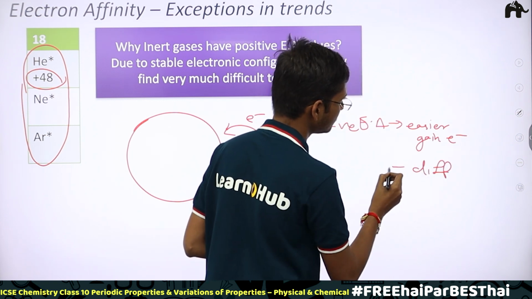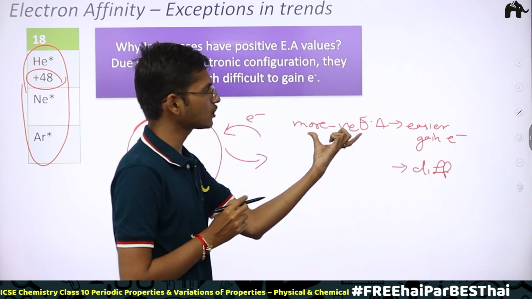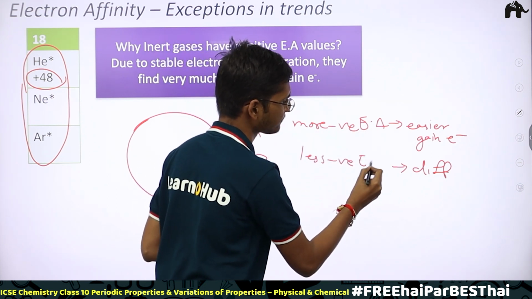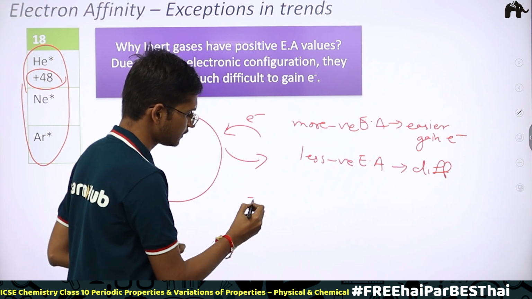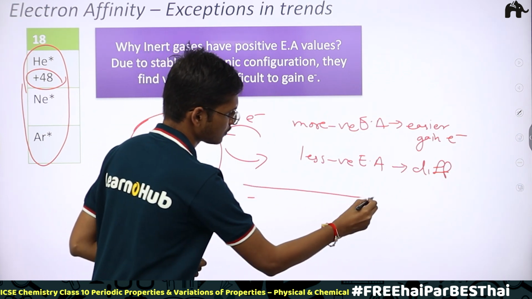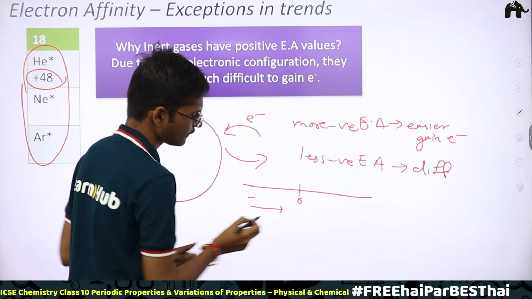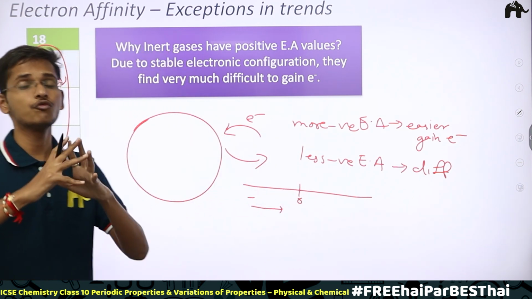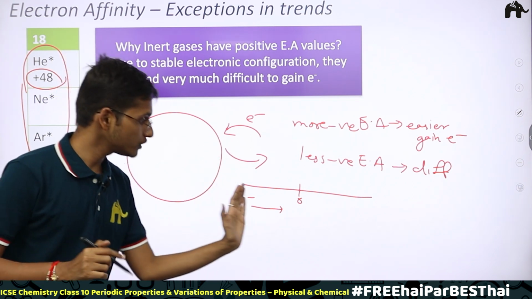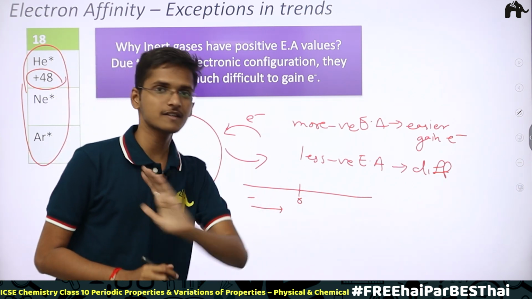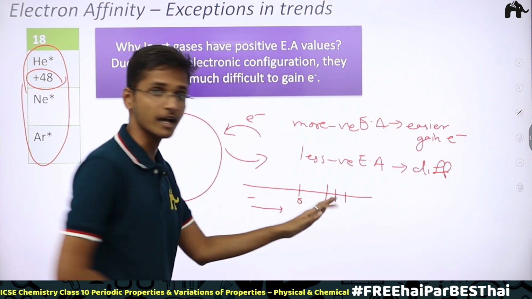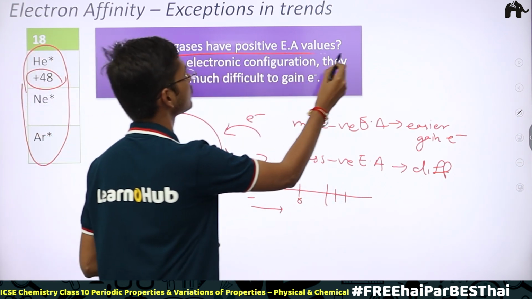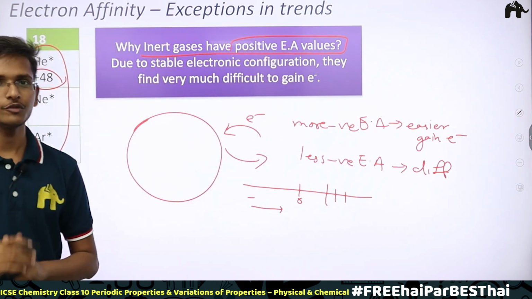Okay, so what would be the electron affinity value? What would happen to the electron affinity value? The electron affinity value would become less negative. Okay, so from more negative values, the electron affinity value would become less negative if it is difficult to gain the electron. But now in this case, it is very much difficult to gain the electron. So electron affinity values are just crossing that zero barrier and entering the positive values. And this is the reason why the inert gases have positive electron affinity values.